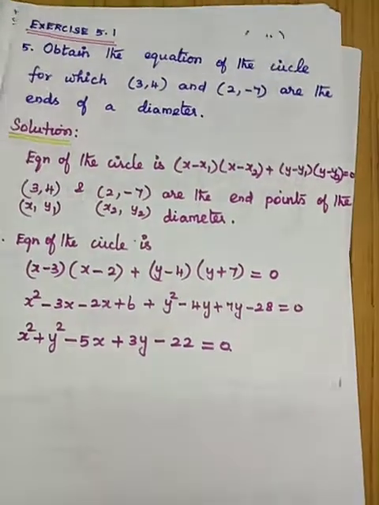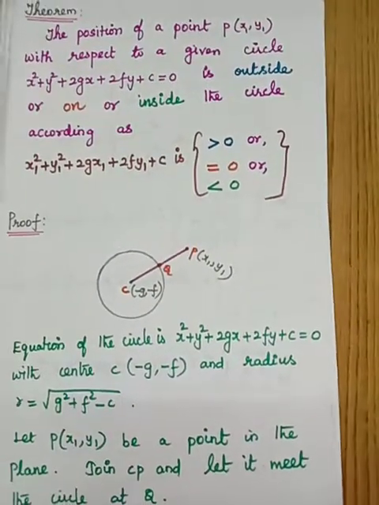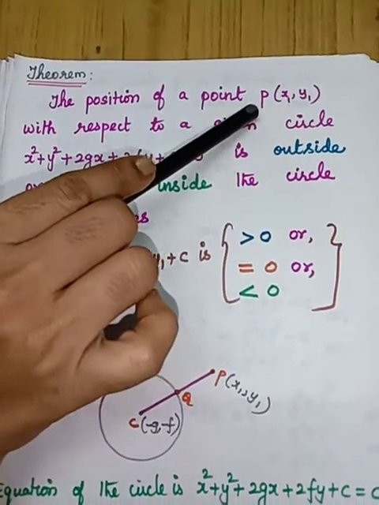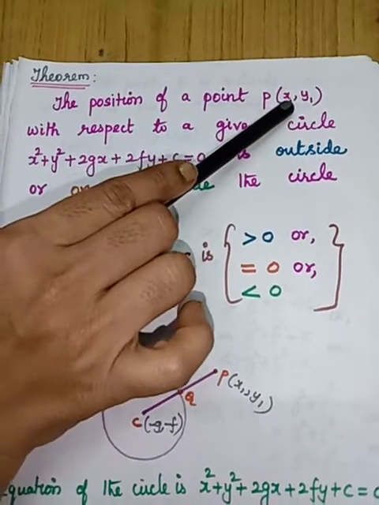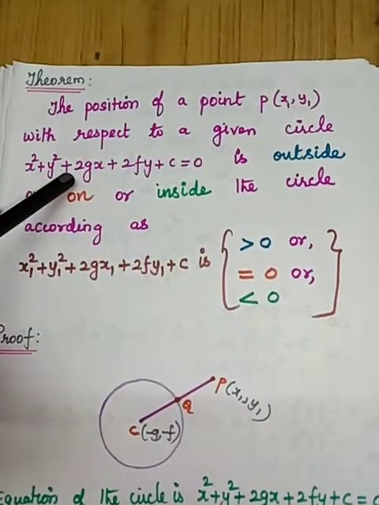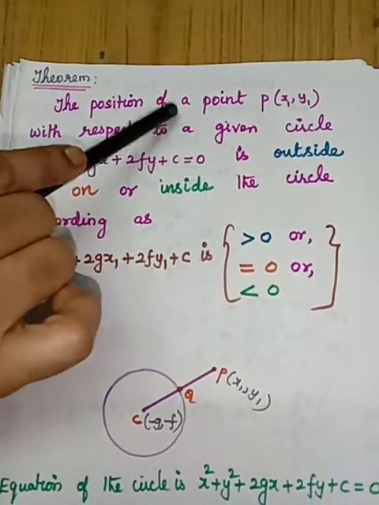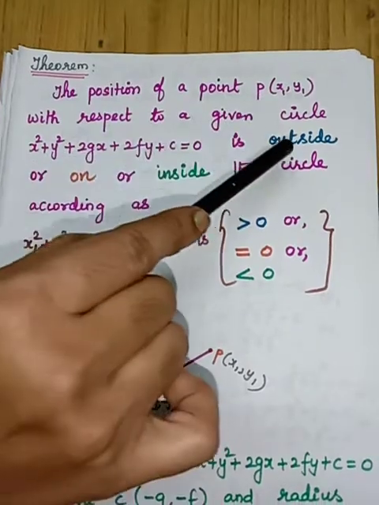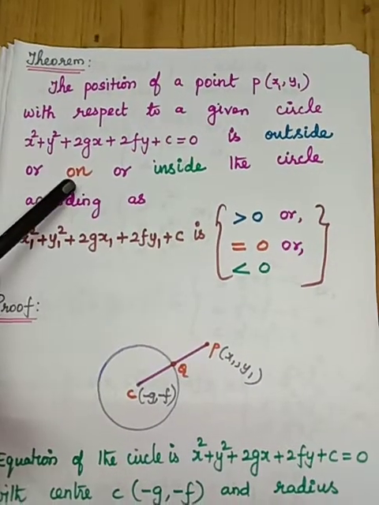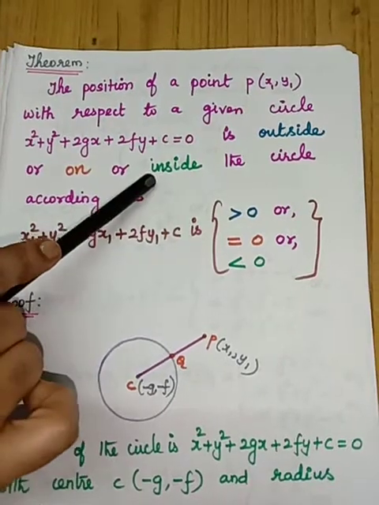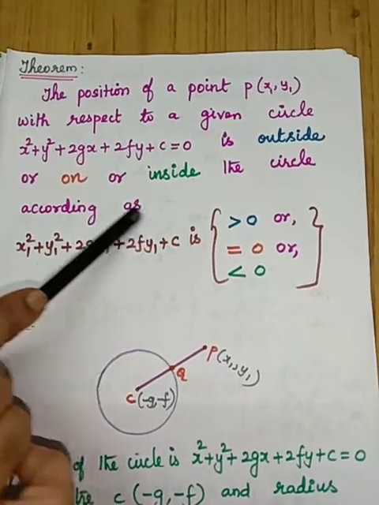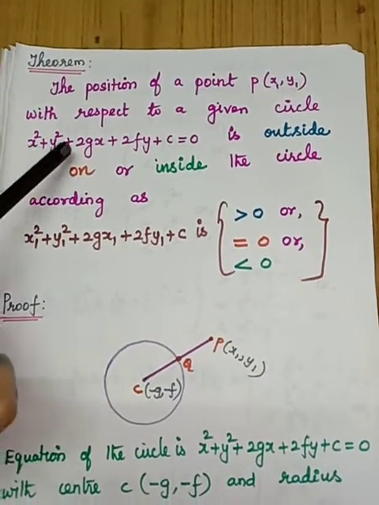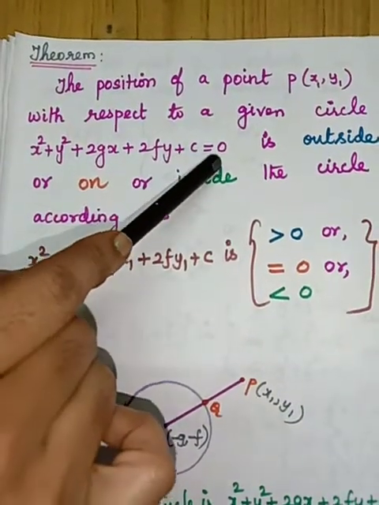Okay, now the next theorem. What we are going to learn is the position of a point. We will consider one point P(x1, y1). With respect to the given circle, we are going to find where the point is, that is, whether the point P(x1, y1) lies outside, on, or inside the circle. Look at this result: the equation of the circle is x² + y² + 2gx + 2fy + c = 0.